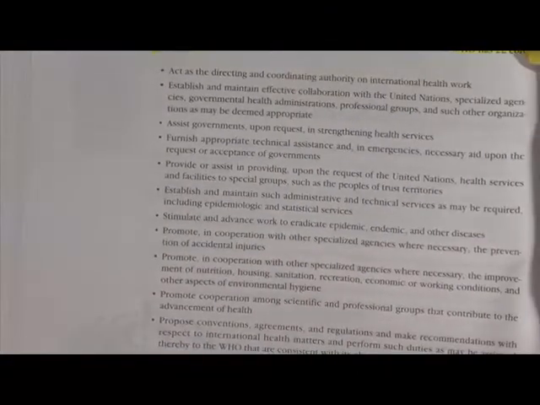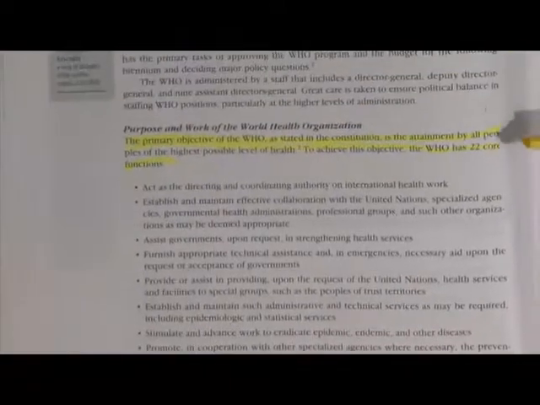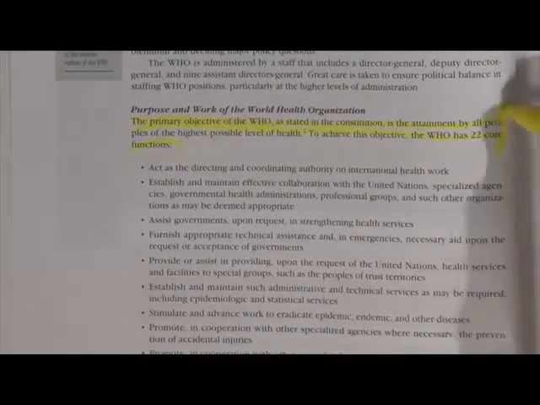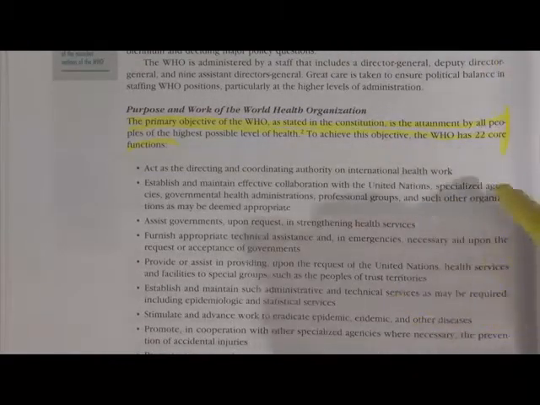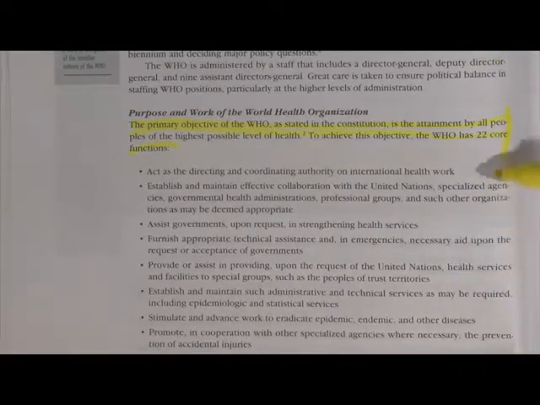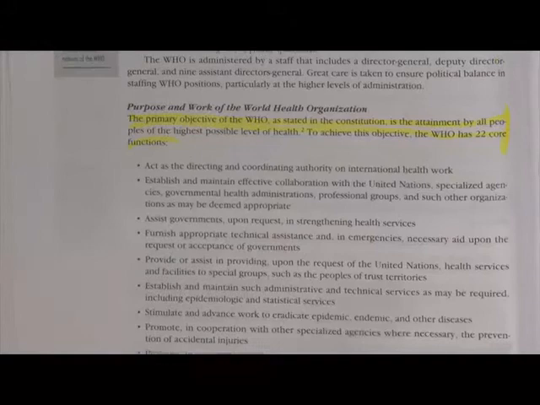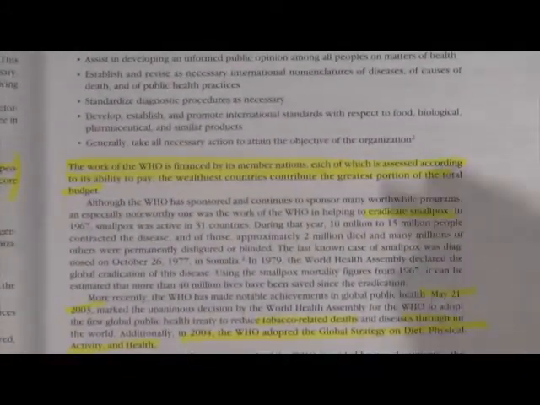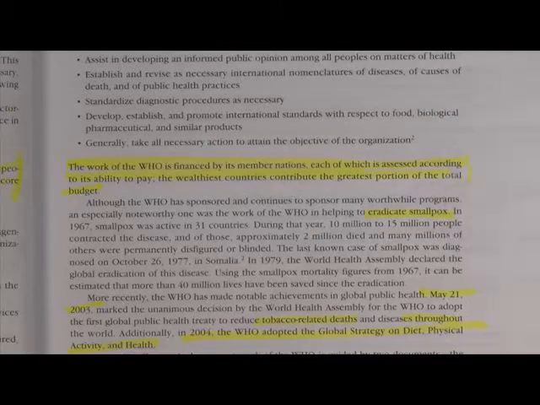Now on page 36, you'll see the purpose and work of the World Health Organization. You really should have the idea of what their purpose is. Now this is very broad, I understand that. The functions, the 22 core functions, are how the World Health Organization is going about carrying out that mission. You'll see the funding stream on page 37. It's paid for by the member nations according to how much they're able to pay based on their economy.